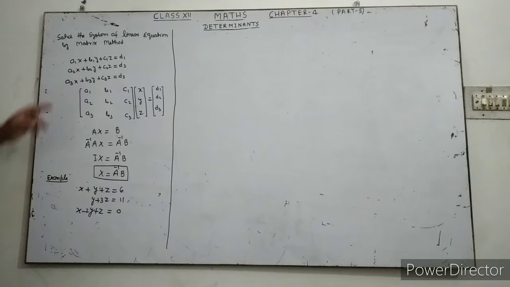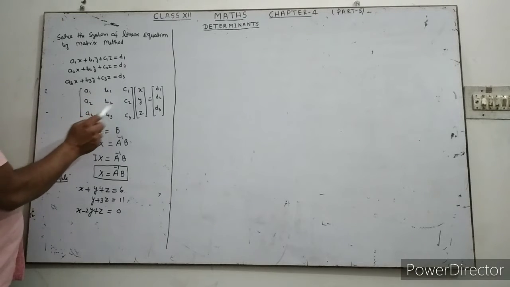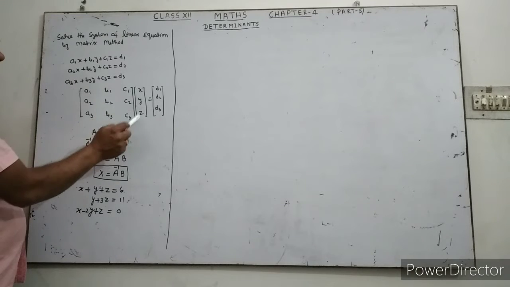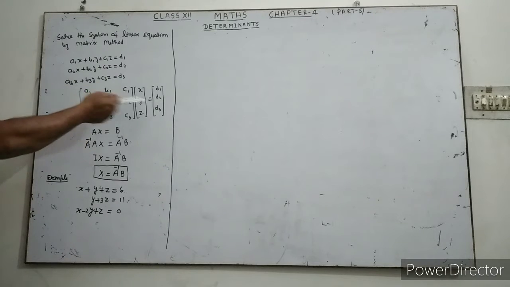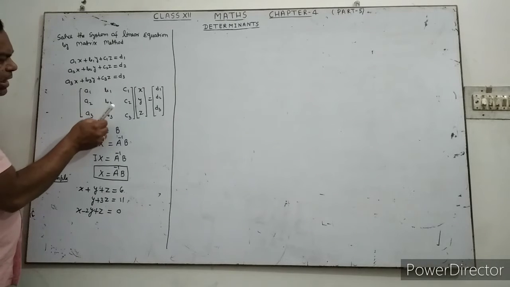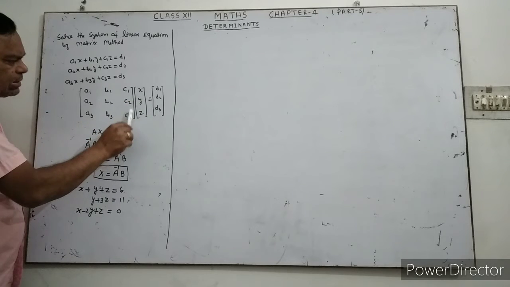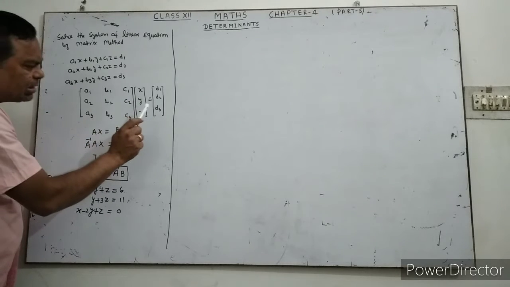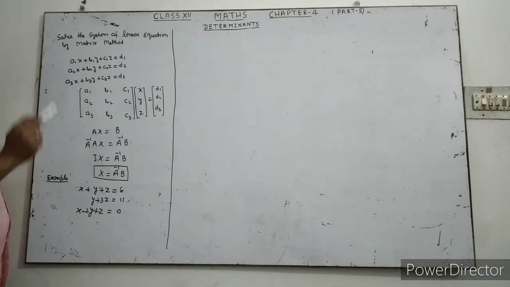Now, you can write these equations in matrix form: a1, b1, c1, a2, b2, c2, a3, b3, c3, times x, y, z, equal to d1, d2, d3. When you multiply these matrices you get these equations. Now, suppose this is the matrix A, this is the matrix X, and this is the matrix B. Then AX equal to B.